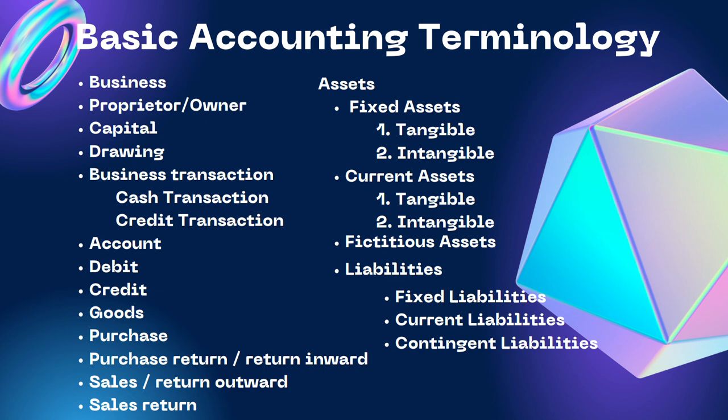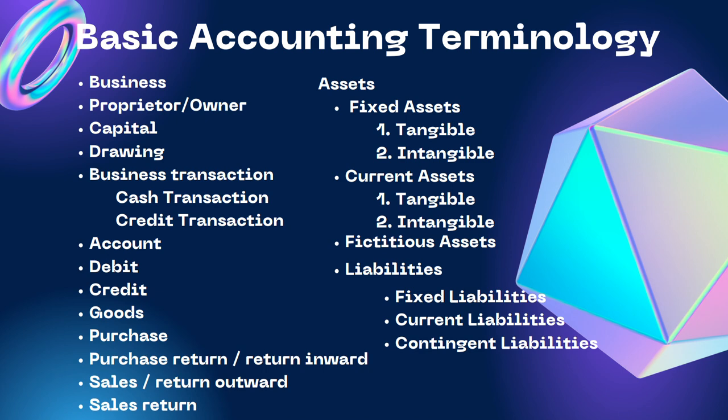Next is goods. Goods is nothing but products, furniture, etc. Next one is purchase. If we buy anything, that comes under purchase. If we return what we have already bought, it is purchase return. The same, vice versa, applies for sales and sales return.